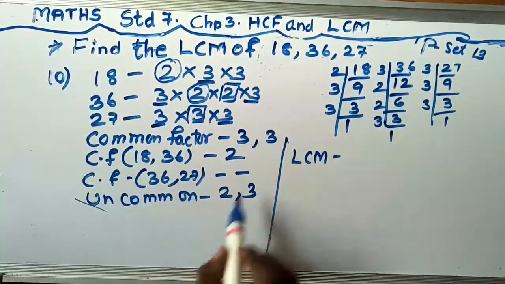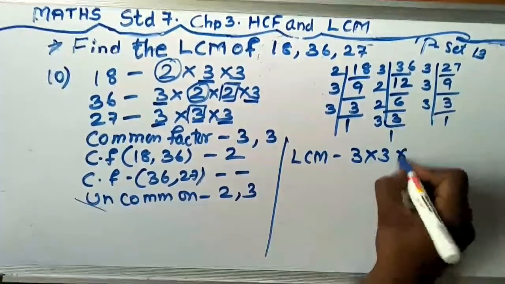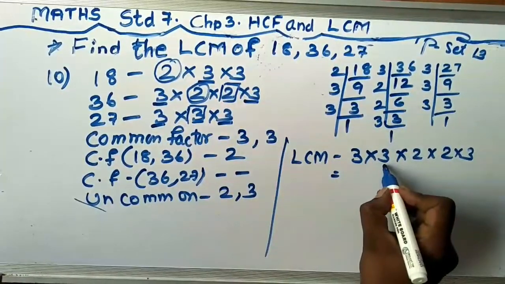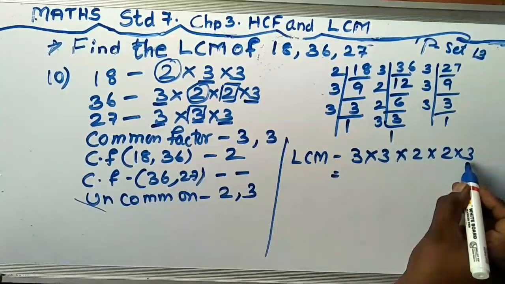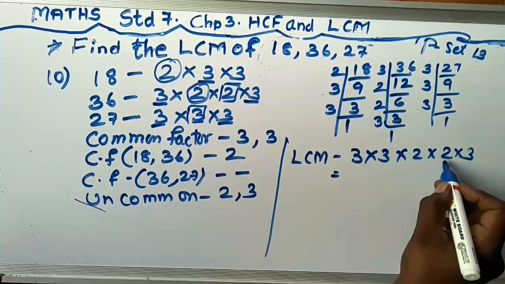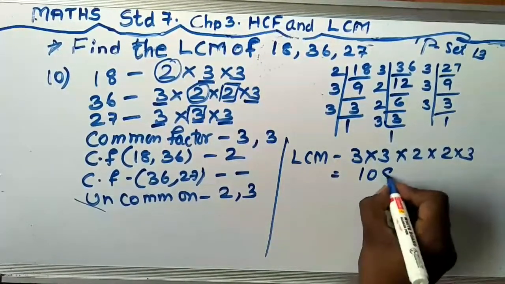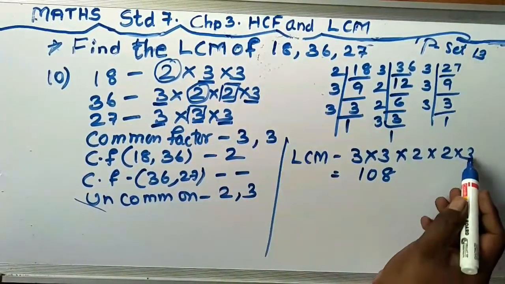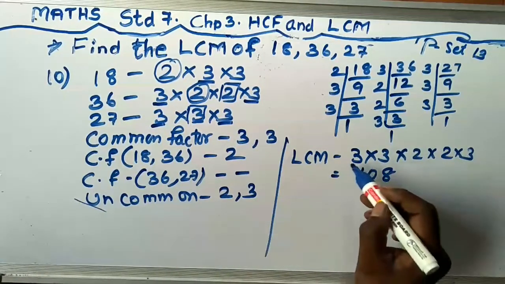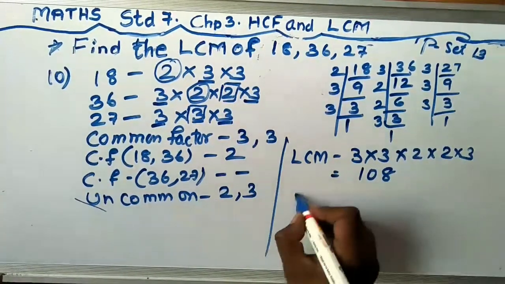multiply all of this. 3, 3, 2, 2, 3. 3 3s are 9. 9 3s are 27. 27 2s are 54, and 54 into 2 is 108. Let's check it out. 3 2s are 6, 6 2s are 12, 12 3s are 36, and 36 into 3 is 108. So this is your LCM.